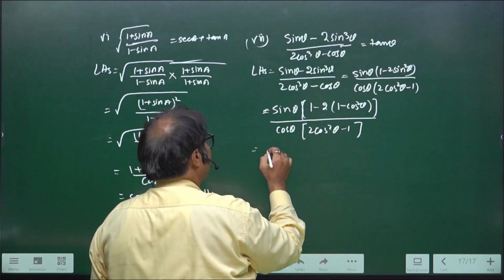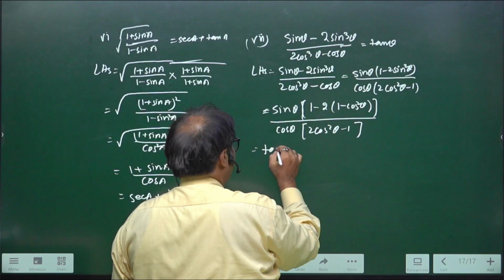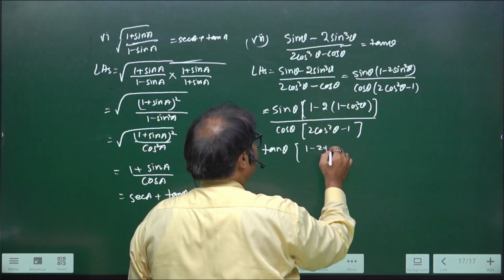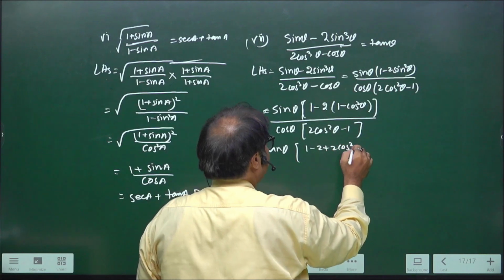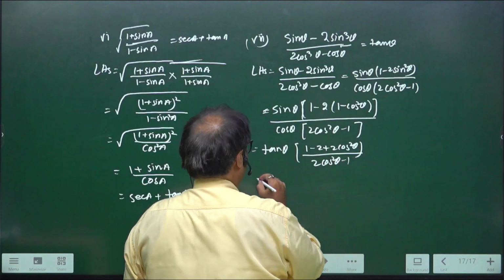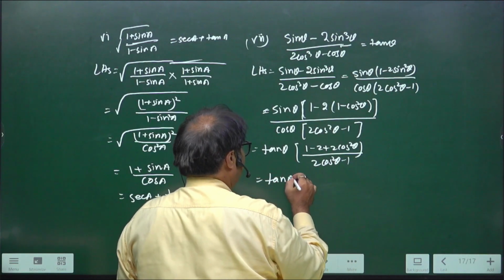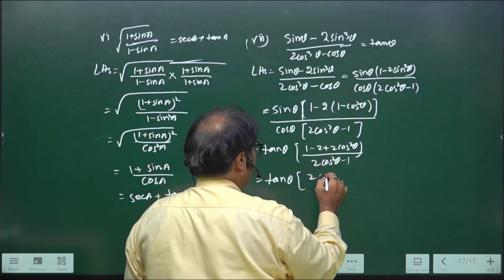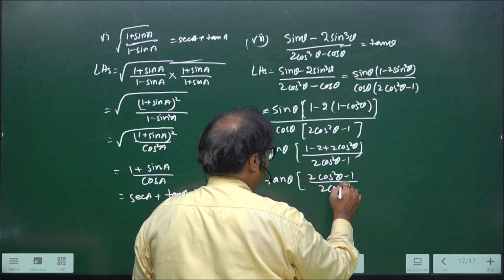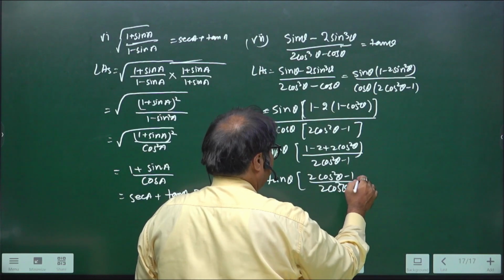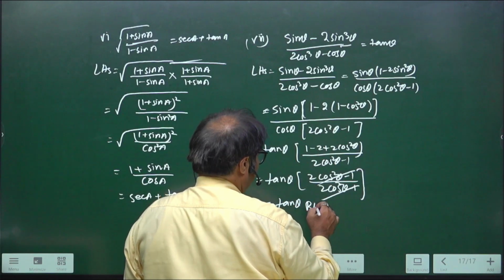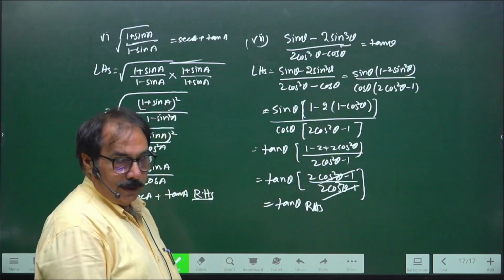So this is, okay, sin by cos, write down tan θ and open it, 1 minus 2 and minus minus plus, then 2 cos² θ and divided by 2 cos² θ minus 1. So it is tan θ, okay, and 2 cos² θ plus 1 minus 2 minus 1 upon 2 cos² θ minus 1. So this is cancel out. So the final is tan θ, and this is our right hand side. Okay.